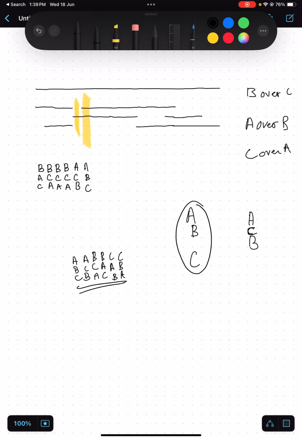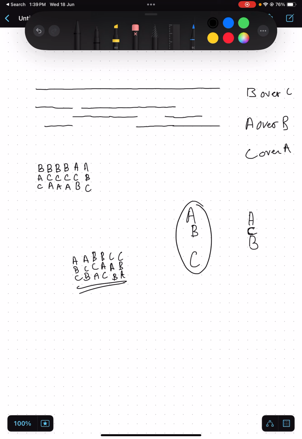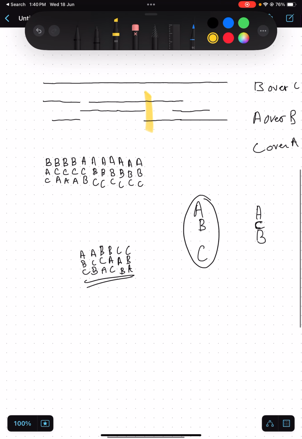Now moving on, let me erase the highlighted part, and now we move on. Where do we move on? The same case. We get ABC, ABC, ABC, ABC, ABC. Now we move on towards the next part, where we have B over C and C over A. So that means BCA. That's the only way this can be. So BCA, BCA, BCA.